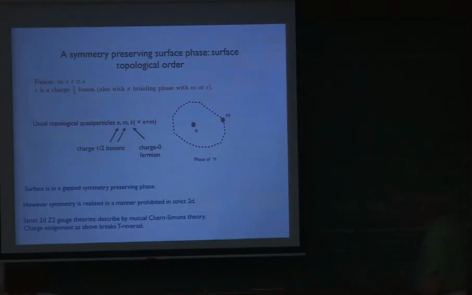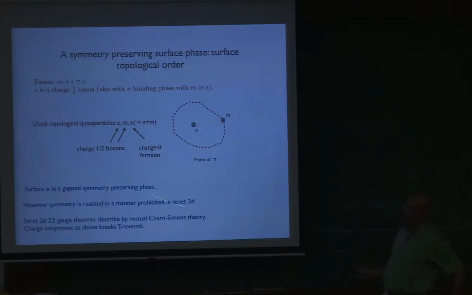Now, this is an interesting surface. It's gapped. It's symmetry preserving. But it's topologically ordered. It's described by a non-trivial TQFT, with ground state degeneracy on weird manifolds and so on. But the most crucial thing is that the symmetry is realized in a manner that's prohibited in strict 2D. So this is an example of an anomalous topological quantum field theory.